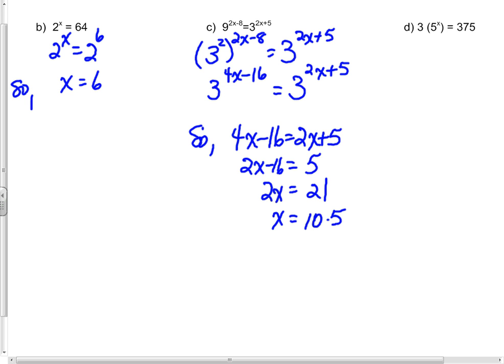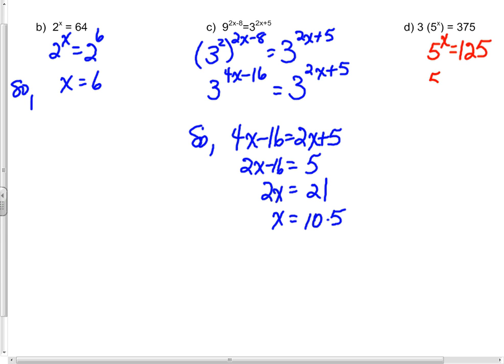All right, the next: 3 times 5 to the x equals 375. Well, at this point, I've got an annoying 3 there. You did not hear my puppy stuck on the rolly chair and unable to get off. All right, I would divide both sides by 3. So we've got 5 to the x equals 125.